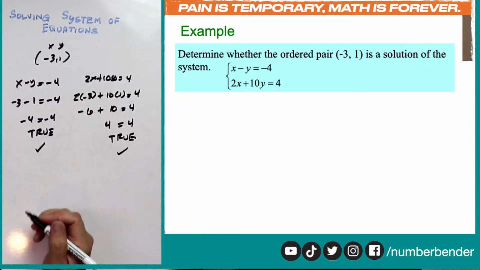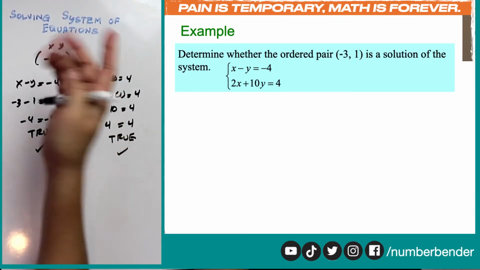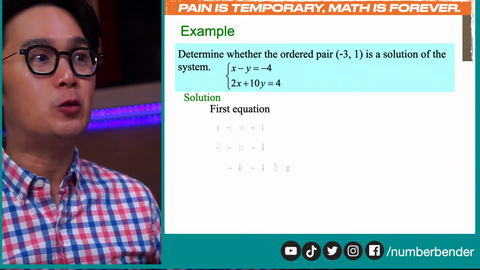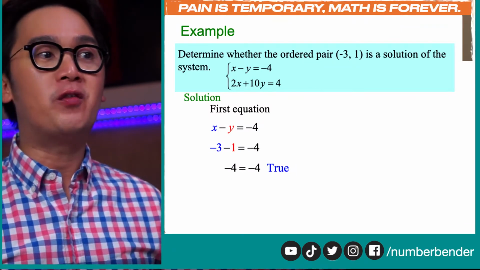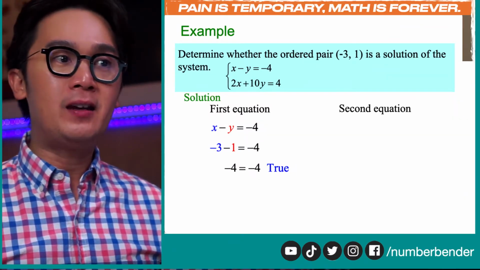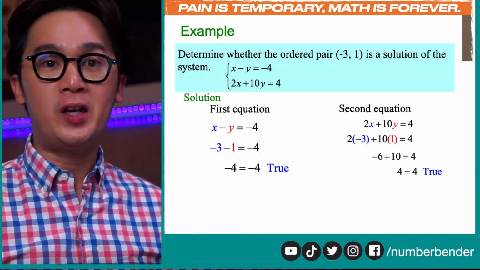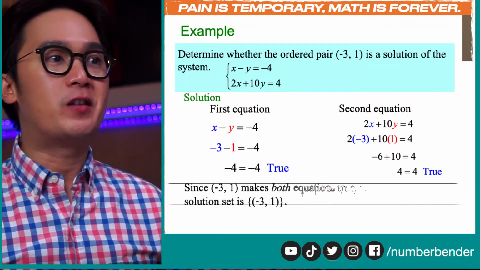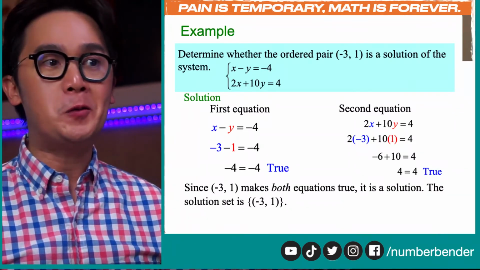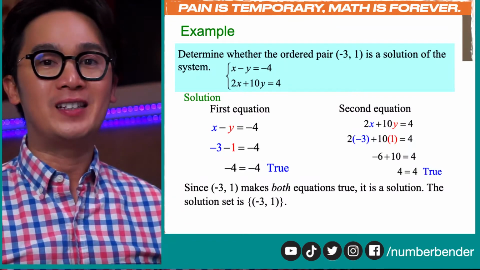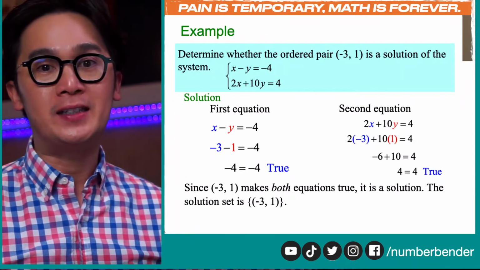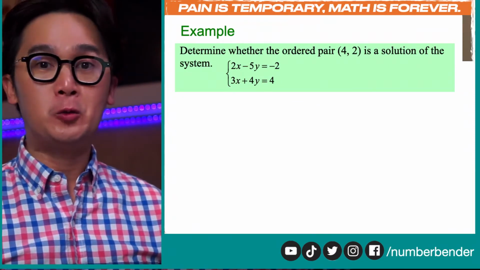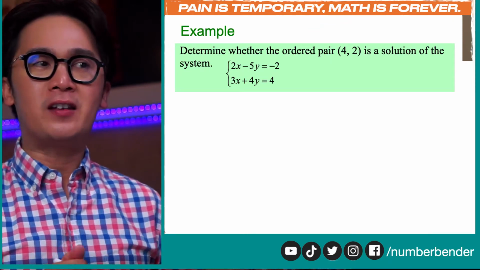So knowing that both of them are a true statement for the solution -3 and 1, therefore, we can say that indeed -3 and 1 is the solution of our linear system because we're able to verify it on the first equation and on the second equation, both of which are returning true statements. So since -3 and 1 makes both equations true, it is a solution of the system. So let's try the second example. We have 4, 2 as our solution, and we have a new set of linear system.